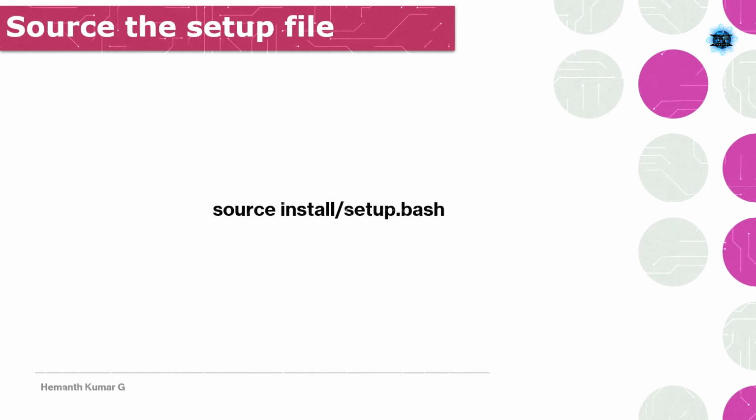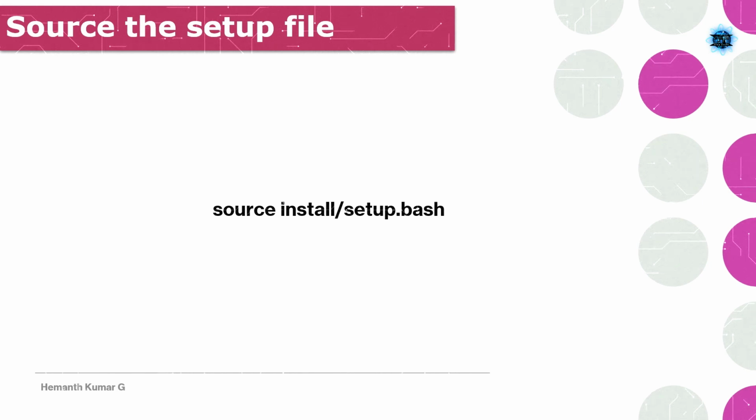Next, coming to sourcing the setup file. What does sourcing the setup file mean? It is the process of configuring your command line environment to use the ROS2 packages that you have built in your workspace. After building your workspace, this step assumes that you have successfully built your ROS2 packages using the colcon build command, as described previously in the last slide. Okay, source the setup file.